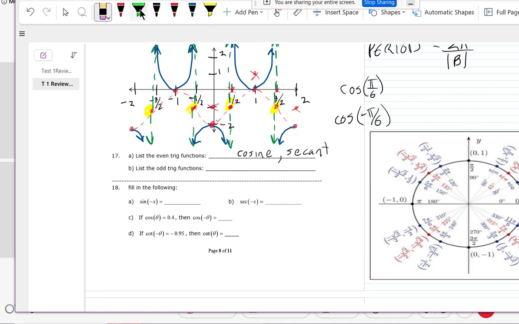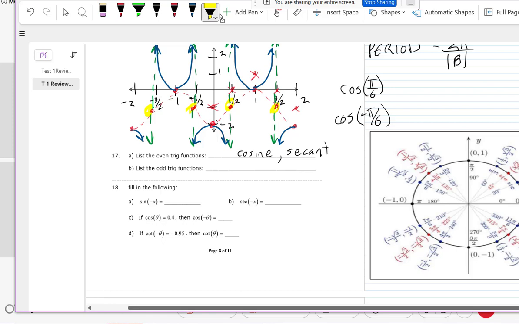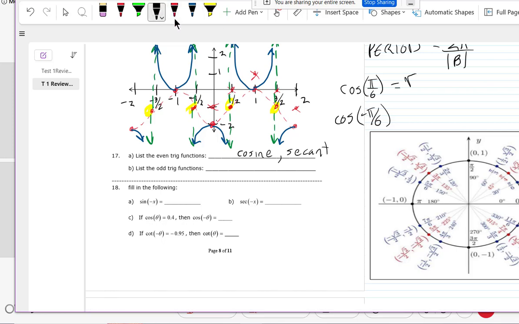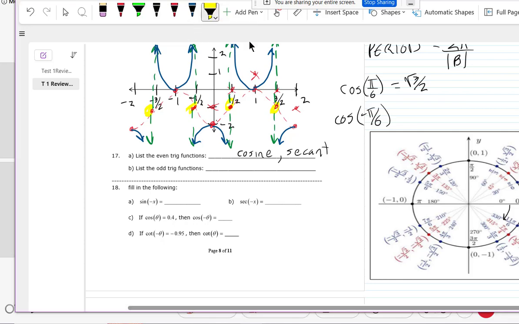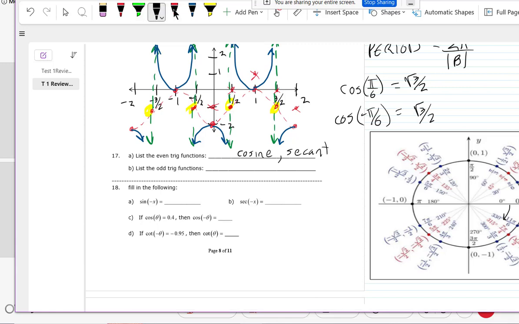If you look at pi over 6, the cosine is the x value. So the cosine of pi over 6 is square root of 3 over 2. Negative pi over 6 just means going clockwise, so it would give you this value. Okay. So we would get the same value, and that's what it means for a function to be even. It's easy on the unit circle to see that relationship, and it won't matter what the angle is.